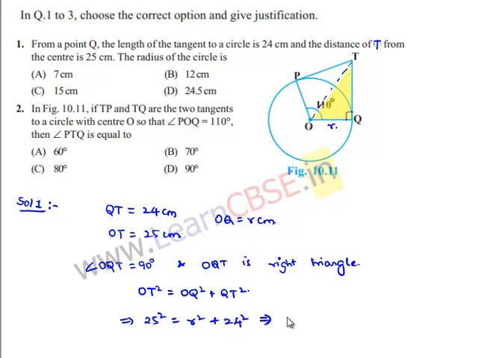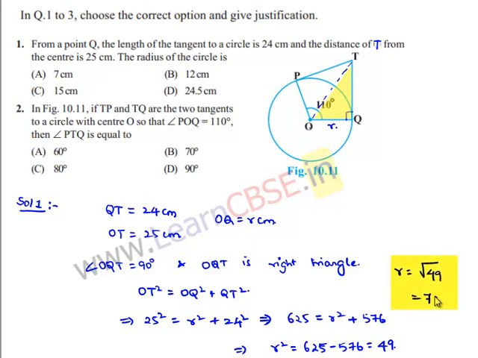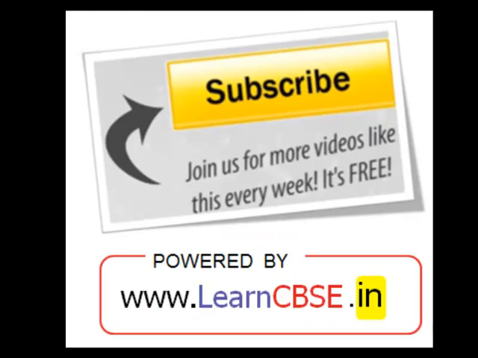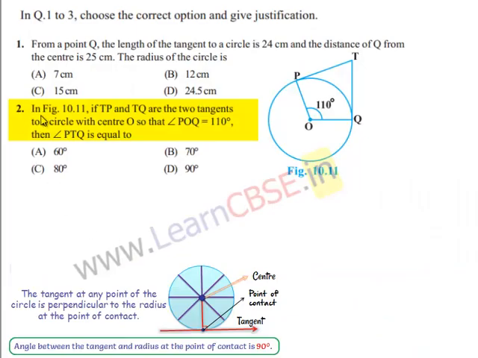That implies 25 square is nothing but 625 is equal to R square plus 24 square is 576, which implies R square is equal to 625 minus 576, that is 49. Therefore we get R is equal to root of 49, that is 7 centimeters. Therefore our option A is correct choice. Now moving on to second question.